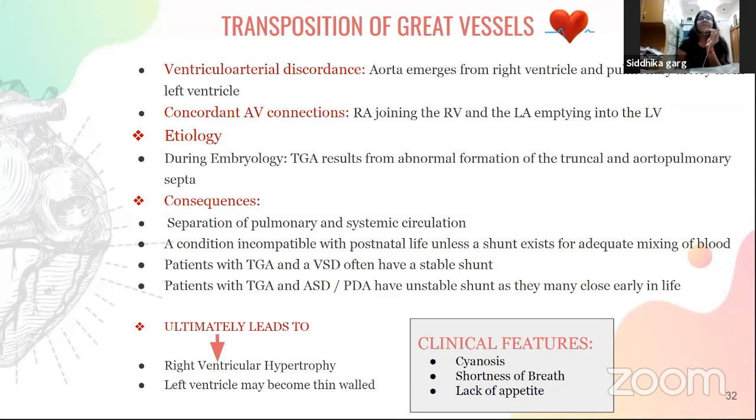The blood comes from the venous end to the right atrium. From there, it goes into the right ventricle. Then it flows from the right ventricle into the aorta, which is a very incompatible condition unless a shunt is there. So patients with TGA and a VSD often have a stable shunt, while ASD with TGA is unstable and closes early in life. This condition ultimately leads to right ventricular hypertrophy, and the left ventricle may become thin-walled. Clinical features are cyanosis, shortness of breath, and lack of appetite.